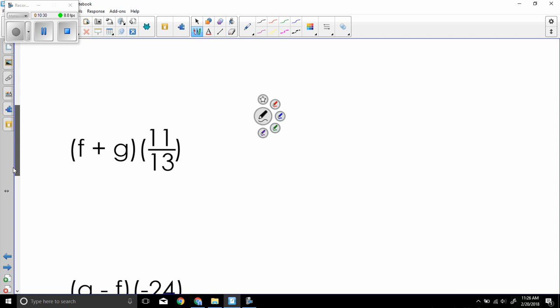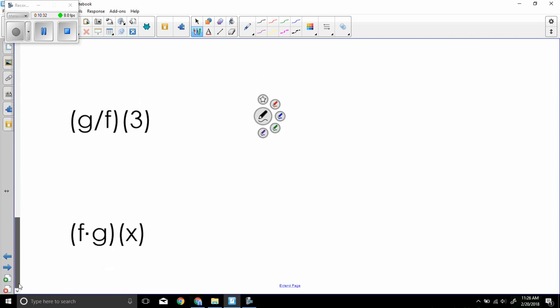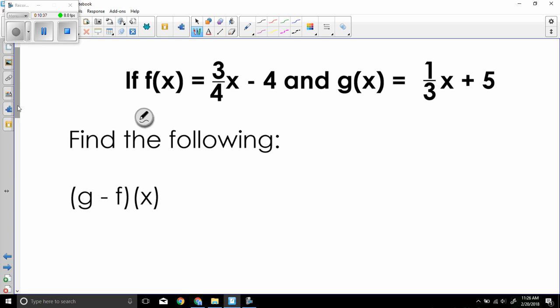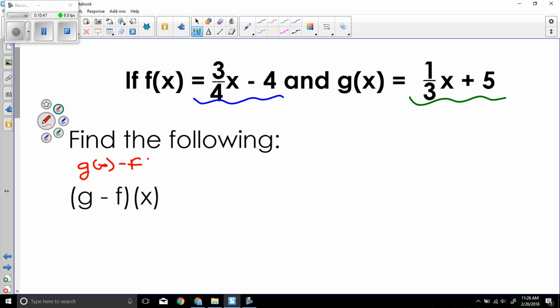All right, on to the last few here. I don't really have a whole lot of time here to finish them, but I'll try to do a few different ones. These fractions can sometimes get us. So if I underline this, just keeping our same pattern here, I want to do g of x minus f of x. Okay, g of x, that's 1/3 x plus 5. Now I want to subtract 3/4 x minus 4. Well, if I'm going to do this, I should change my signs like we've done many times. Now I need to get a common denominator.